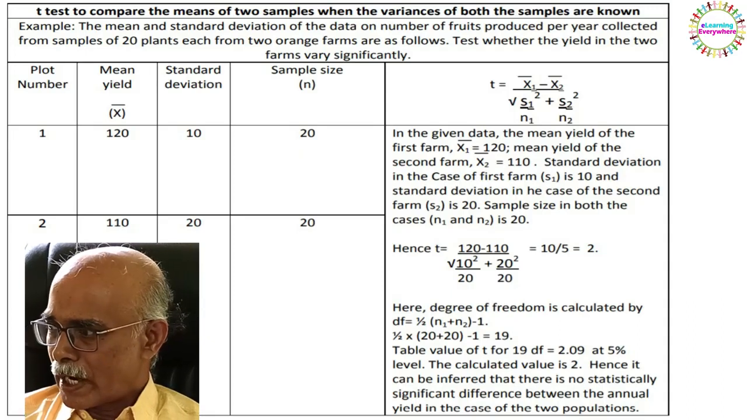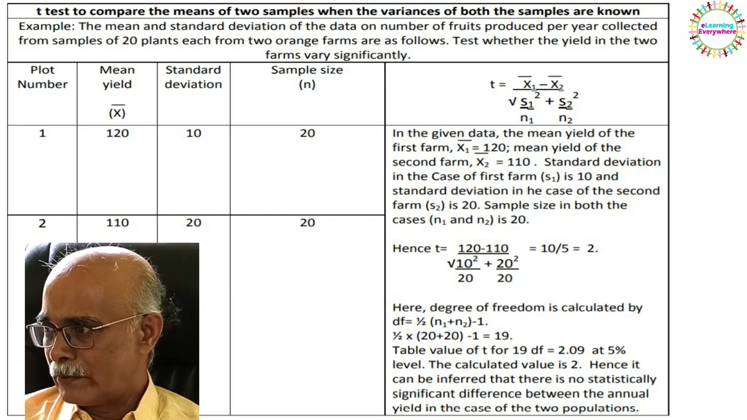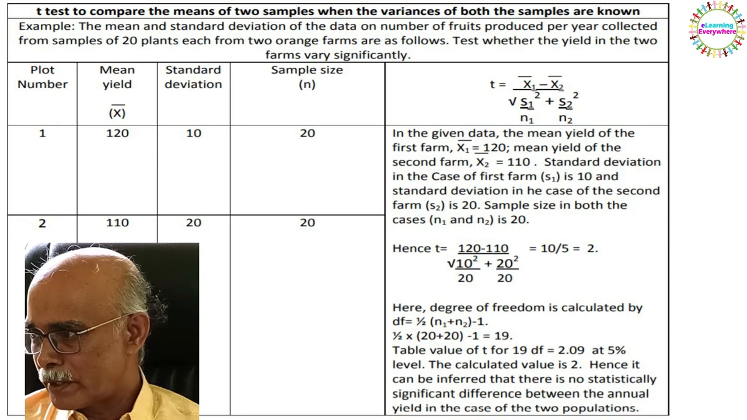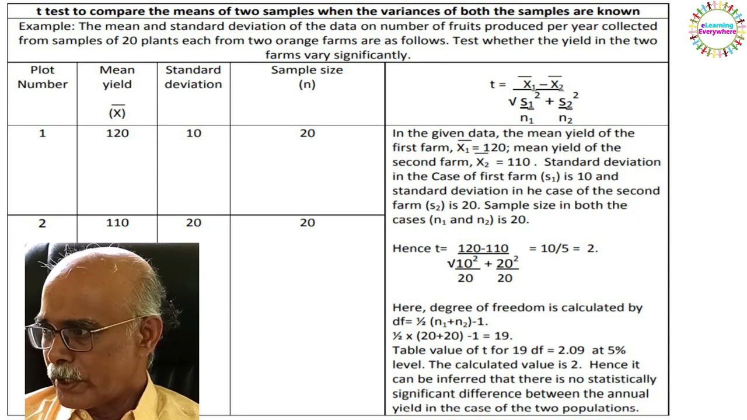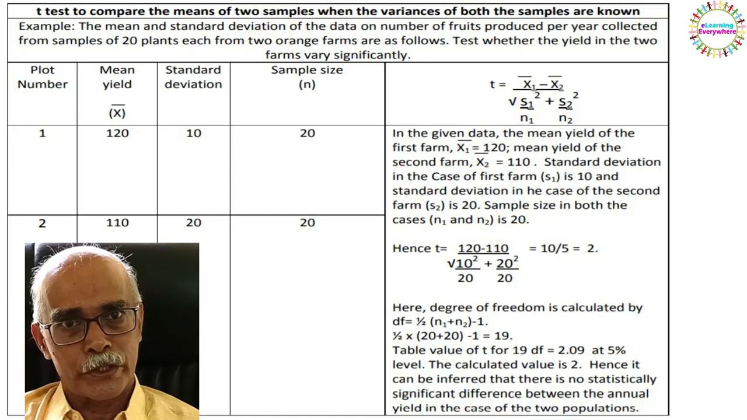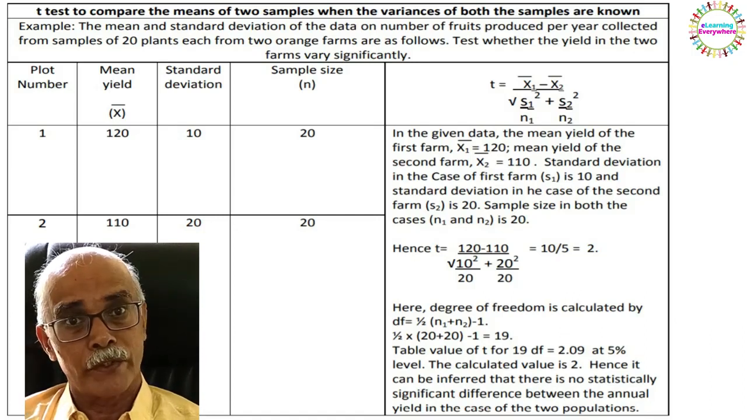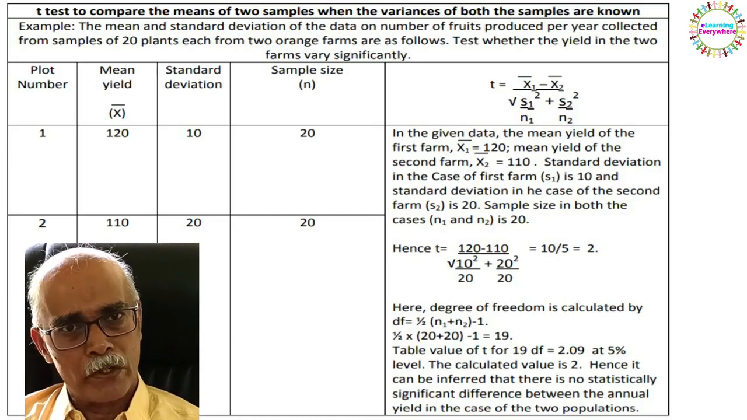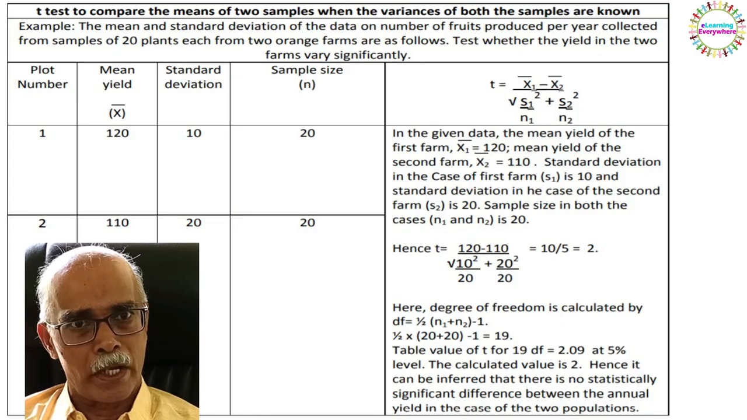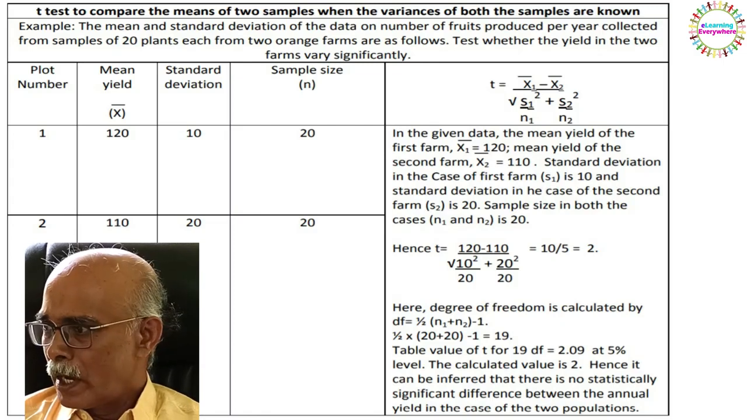So you have got a calculated value of 2 as the t value in this particular experiment. And here, t is 2, the calculated value of t is 2, and you have to see whether it is significant or not. And here also you are fixing the level of significance at 5% level.